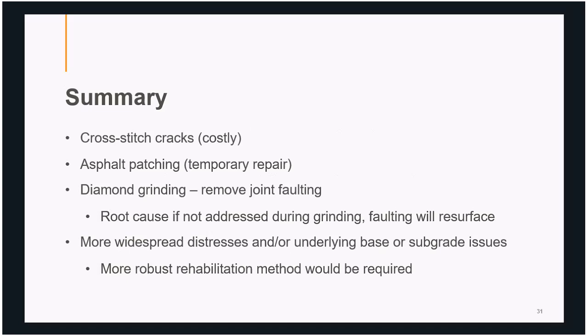So another type of repair is cross-stitching the cracks, but this type of repair is very costly. Asphalt patching can be used, but only for temporary repair. Diamond grinding can be used to remove joint faulting. However, if the root cause of faulting is not addressed during grinding, faulting will eventually resurface in the future. If there are more widespread distresses or underlying base or subgrade issues, a more robust rehabilitation method would be required.